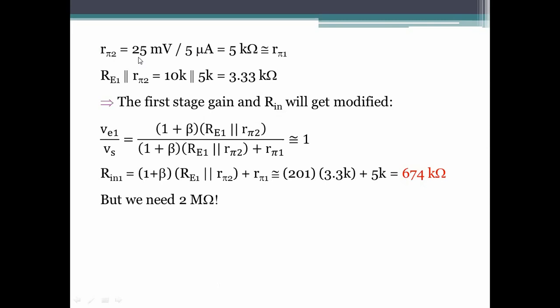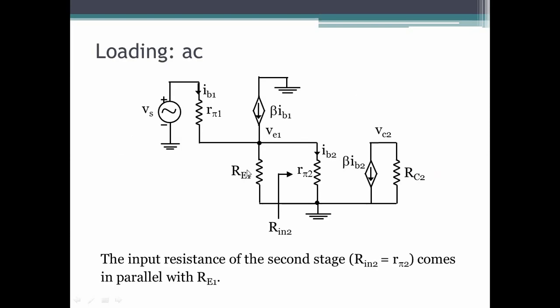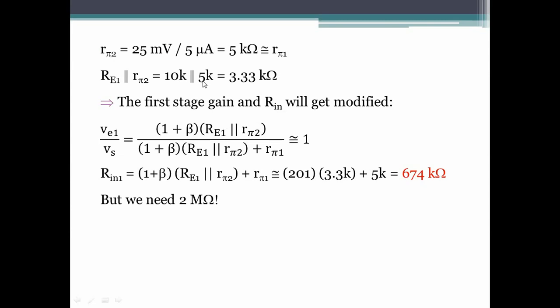R pi 2, first of all, is 5 kilo ohms. We already know that, and that is approximately R pi 1. R pi 1 has actually a slightly larger base current, but it is very close, so it's okay. So we get RE1 parallel R pi 2, which is 10K in parallel with 5K, so that is 3.3K. So the first stage gain and the input resistance get modified.